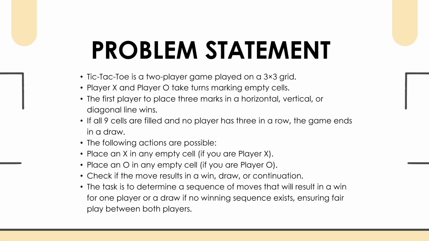The following actions are permissible. We can place an X in an empty cell, meaning if I am the player using the X, I can place X in any empty cell, and place an O in any empty cell. Check if the move results in a win, draw, or continuation. The task is to determine a sequence of moves that will result in a win for one player or a draw if no winning sequence exists, ensuring fair play between both players.